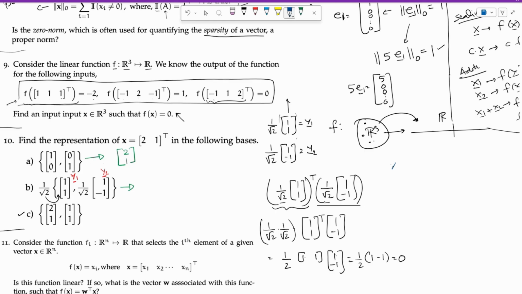So we want to express X as C1 times 1 by root 2, (1, 1), plus C2 times 1 by root 2, (1, -1). We want to be able to find out C1 and C2. And because it's an orthonormal basis, finding out C1 and C2 is quite easy. That means C1 will simply be Y1 transpose X, and C2 will be Y2 transpose X.